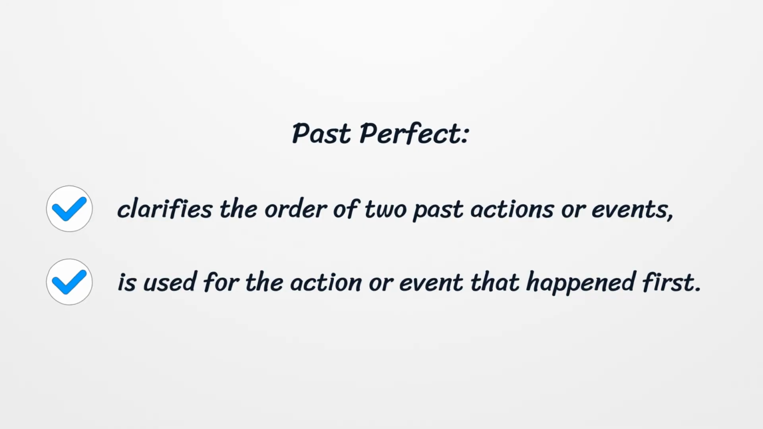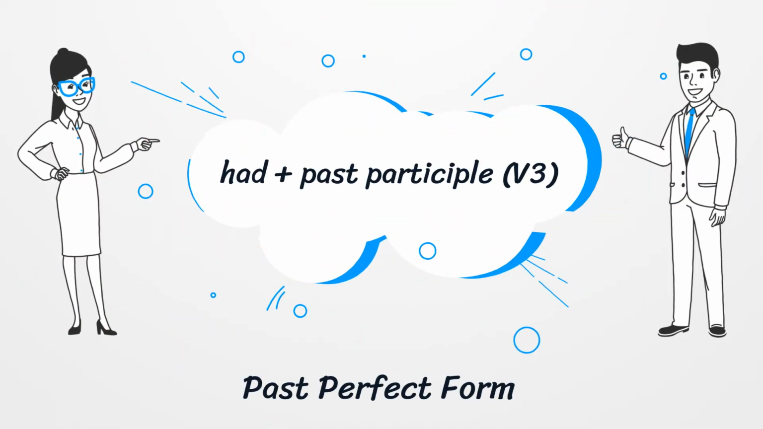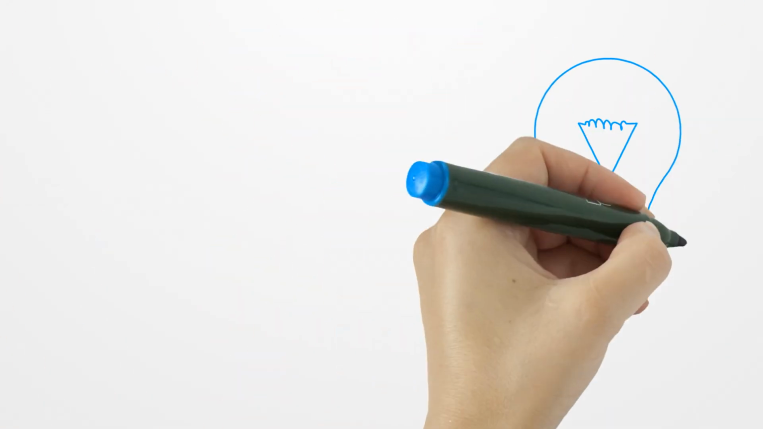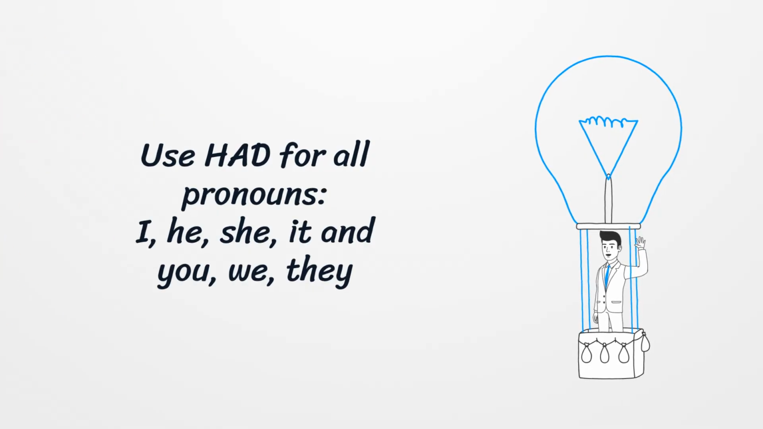We use it for the action or event that happened first. To form the past perfect tense, you need to add the past participle form of the main verb to the auxiliary had. The auxiliary had is the same for all pronouns. I, he, she, it, you, we, and they.